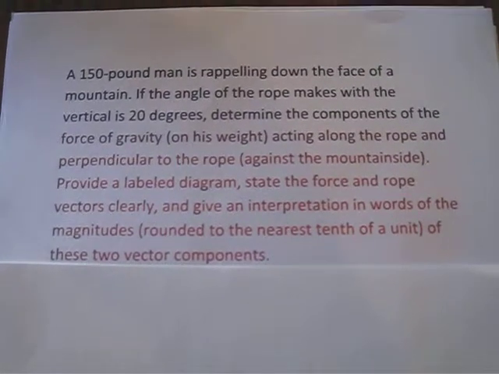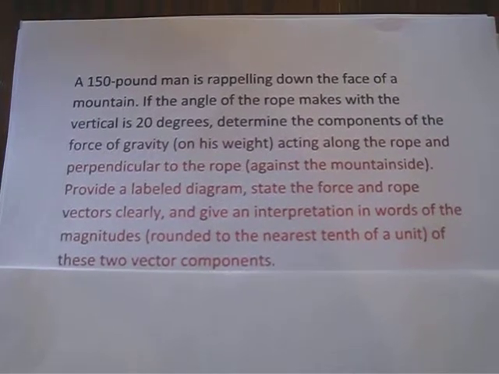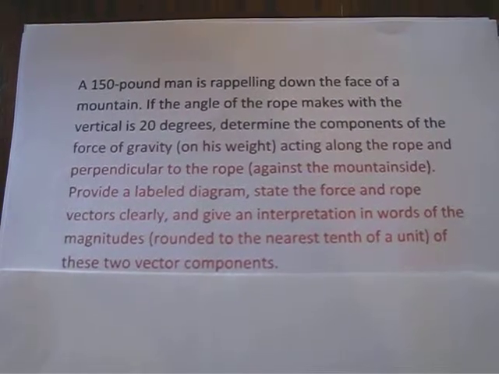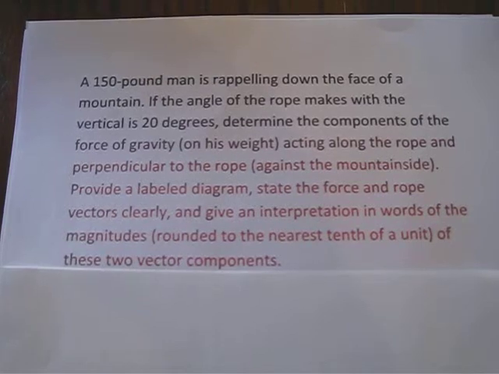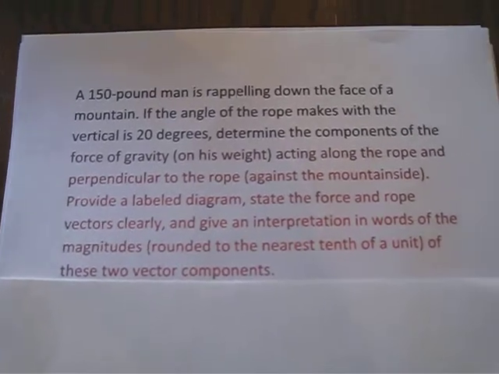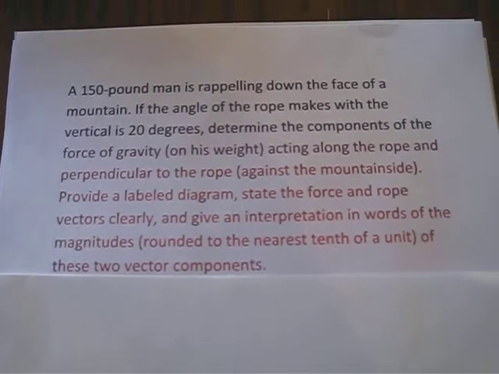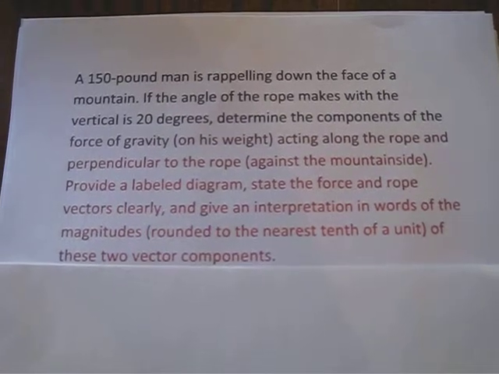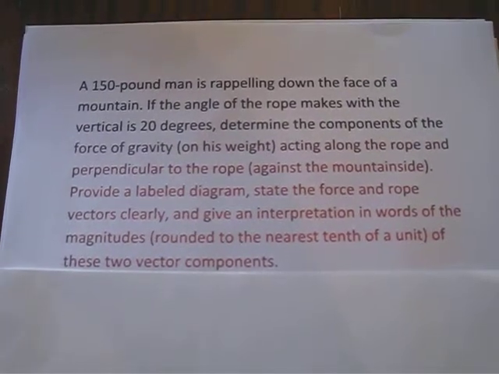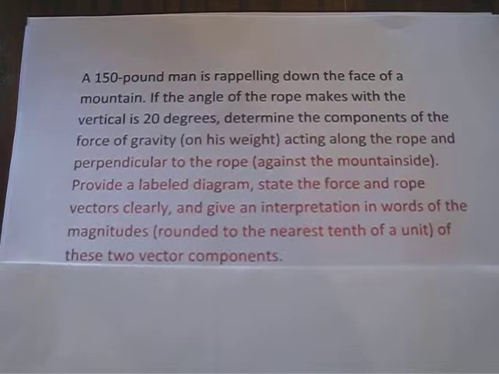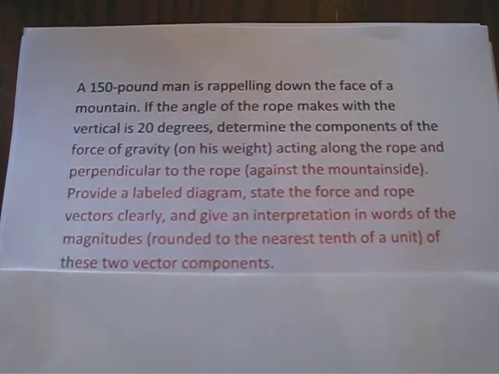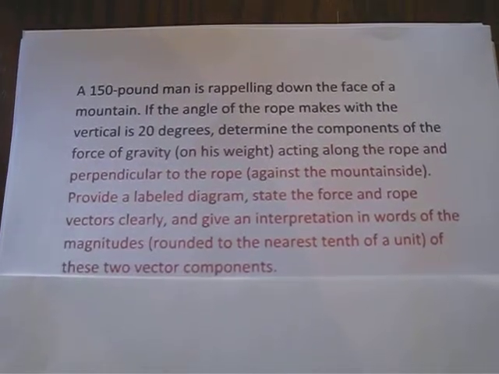The problem states that a 150-pound man is rappelling down the face of a mountain. If the angle the rope makes with the vertical is 20 degrees, determine the components of the force of gravity on his weight acting along the rope and perpendicular to the rope against the mountainside. Provide a labeled diagram, state the force and rope vectors clearly, and give an interpretation in words of the magnitudes, rounded to the nearest tenth of a unit, of these two vector components.